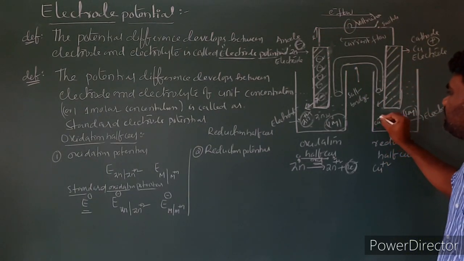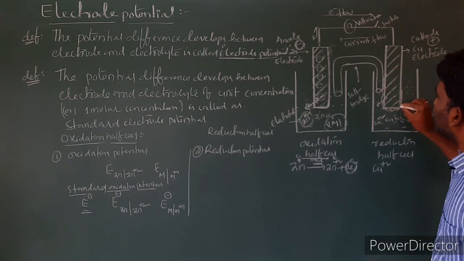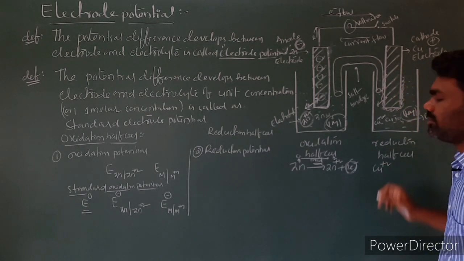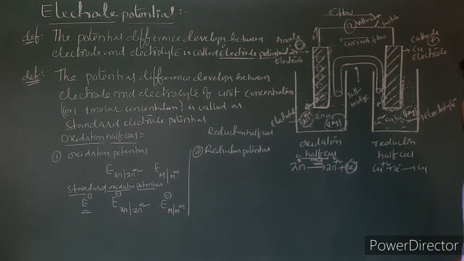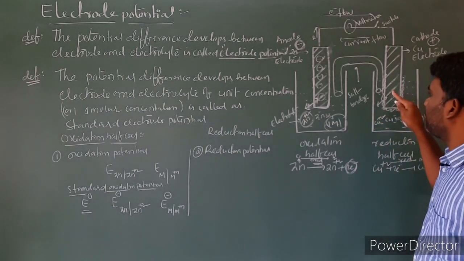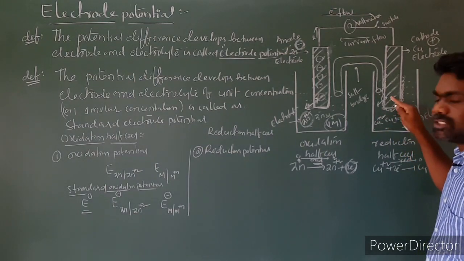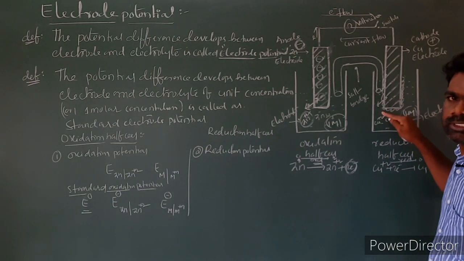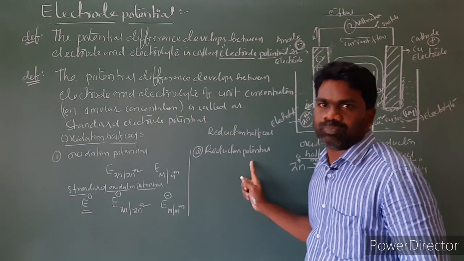The Cu2+ ions present in the solution are depositing upon the electrode in the form of copper. Then it will take 2 electrons, giving rise to copper. So Cu2+ to Cu, oxidation number from +2 to 0, in a sense this is reduction. The potential difference developed between electrode and electrolyte is called electrode potential. Here reduction is happening, so we call it a reduction potential.